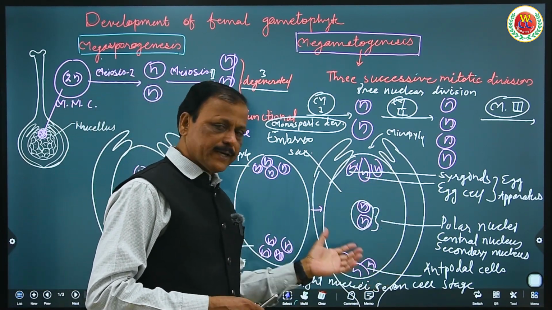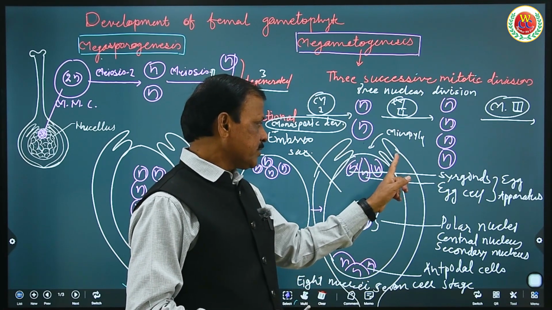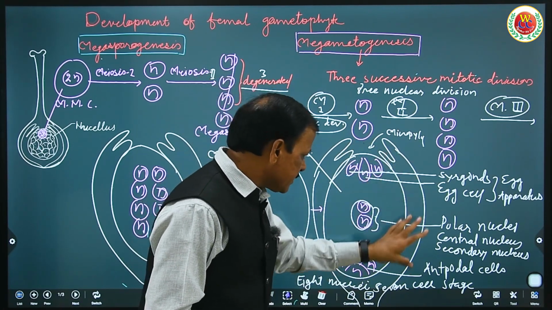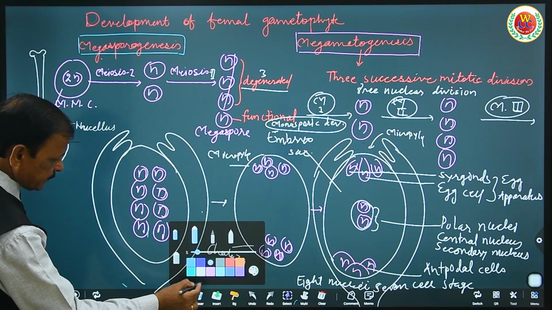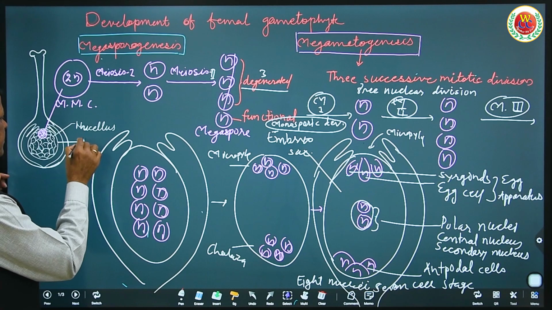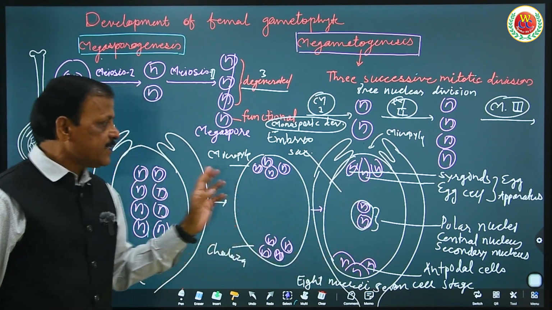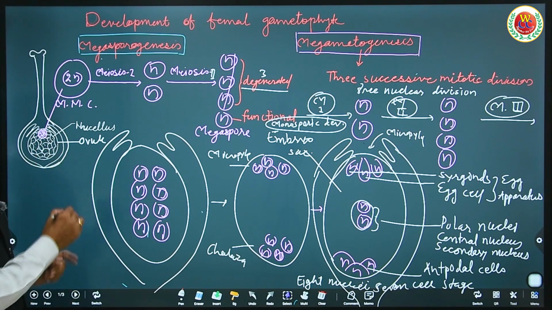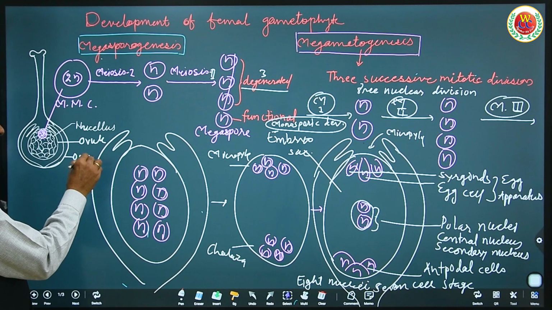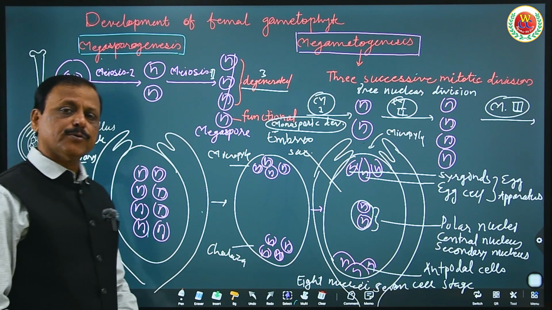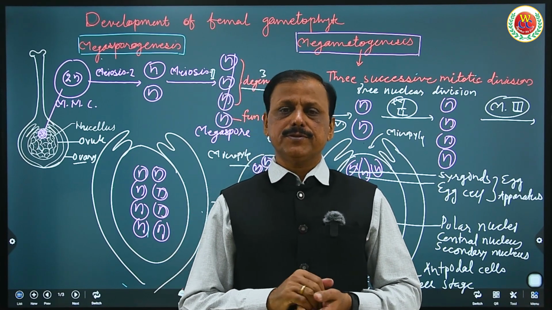This diagram you have already practiced, so you know what is micropylar end, what is chalazal end, outer integument, inner integument. Together this structure is called the ovule, and this ovule with all 8 cells is called the female gametophyte, and this structure is the ovary. The ovule develops into seed and the ovary develops into fruit after fertilization, and that we will learn in the next video.